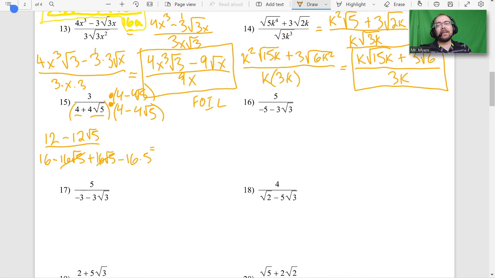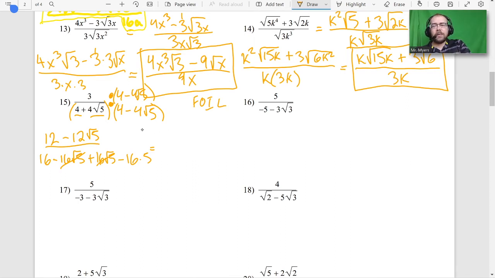And that always happens. So what you can do actually is you can skip the middle steps, the O and the I, because they will cancel if you're multiplying conjugates. Don't skip the middle steps if you're not multiplying conjugates. It only works when you're multiplying conjugates. If you are multiplying conjugates, you can just do the F and the L steps because the O and the I will always cancel. Okay?